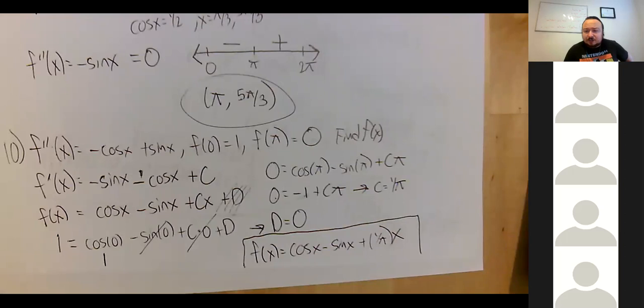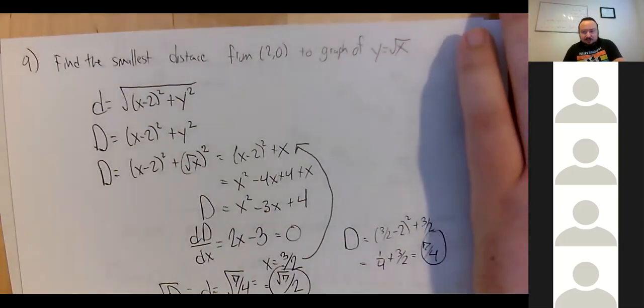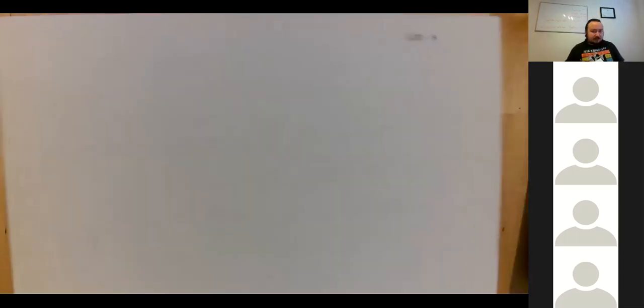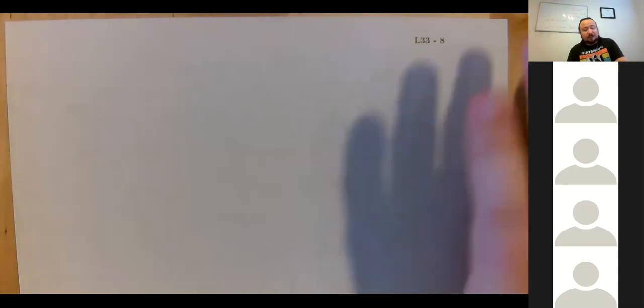Next, Jacob would like to do number 15 on the practice exam. Let's go ahead and do that. We're still doing pretty good on time here. All right, let's do 15. What is that?